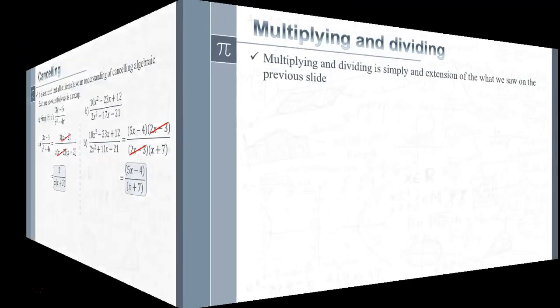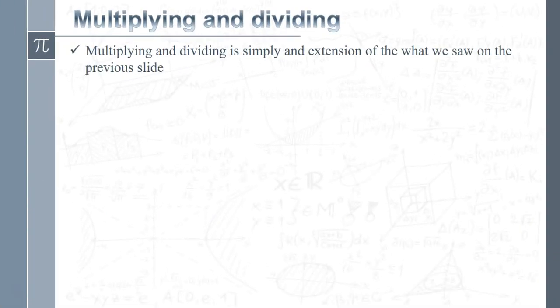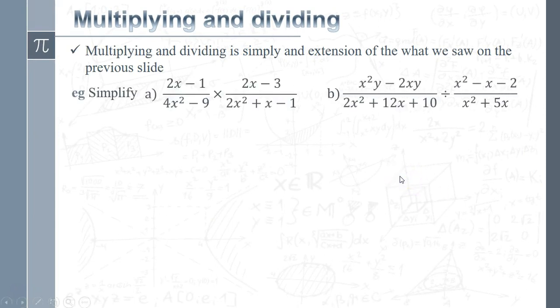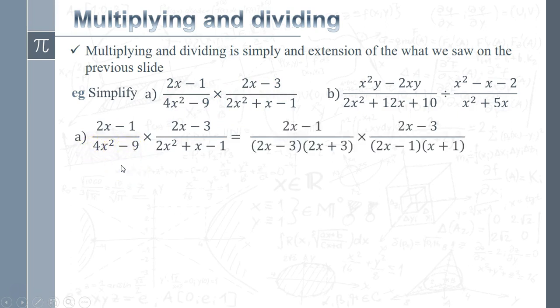Right, on we go. So that was the cancelling bit. Multiplying and dividing is basically just exactly the same as what we had before. So let's have a look at those two examples. And again, first I'm going to do some factorising on top and bottom wherever we can. So for this one here, 4x squared minus 9, there's a difference of two squares. This one over here, that's 2x minus 1, x plus 1. And so now we can see where some cancelling is going to happen. The 2x minus 1s are going to go, and the 2x minus 3s are going to go. And so what we've got left on the top here is just going to be 1. And on the bottom, we've got 2x plus 3, x plus 1.